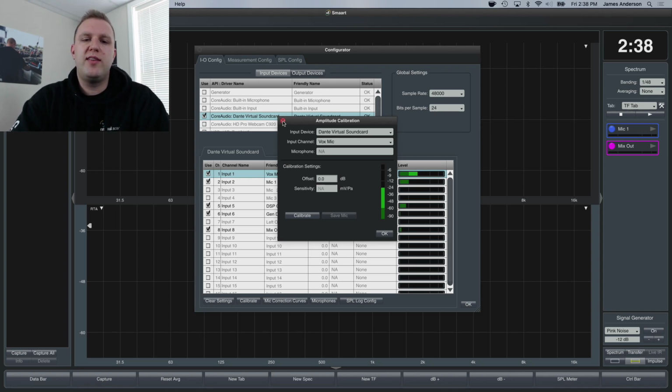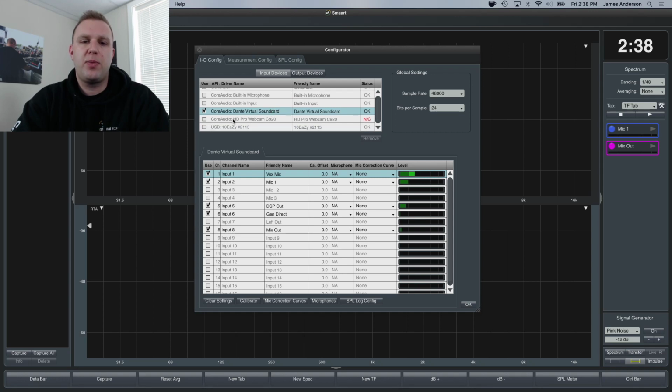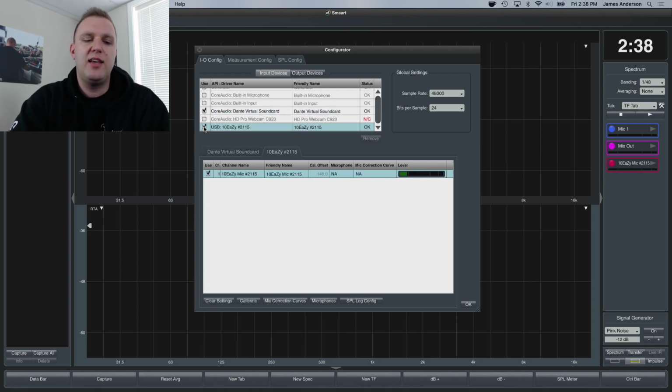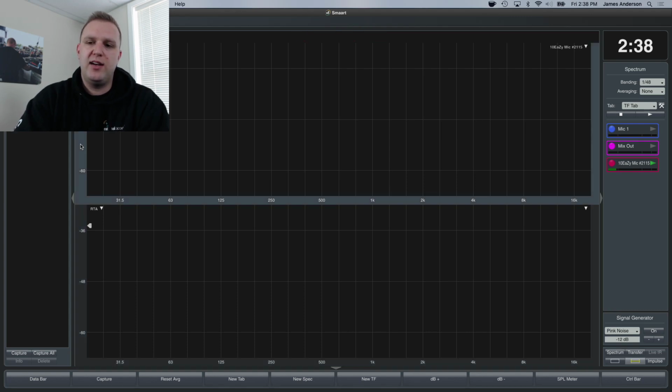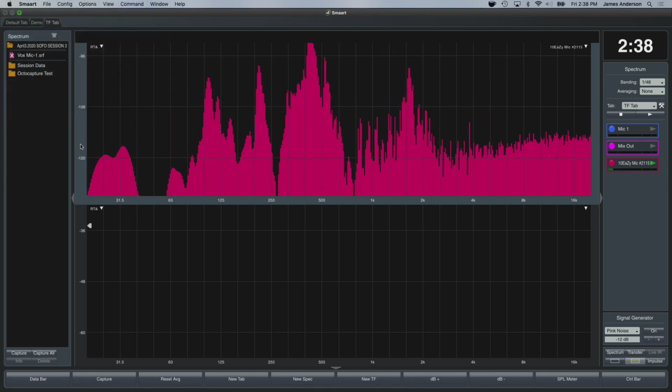So with 10EZ, we've simplified some things. The actual I/O is read by Smart, and the calibration offset is directly imported into the analyzer. We have that calibration offset grayed out because it's a factory calibration. And now, because we've selected this to be used, you can even use the 10EZ input as a spectrum measurement in Smart. So there's our 10EZ measurement down here. We're nice and quiet, but there's a 10EZ I/O.